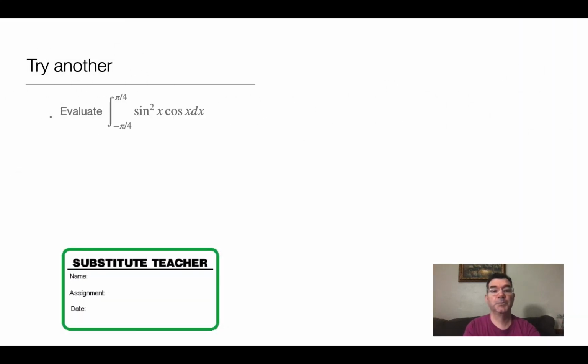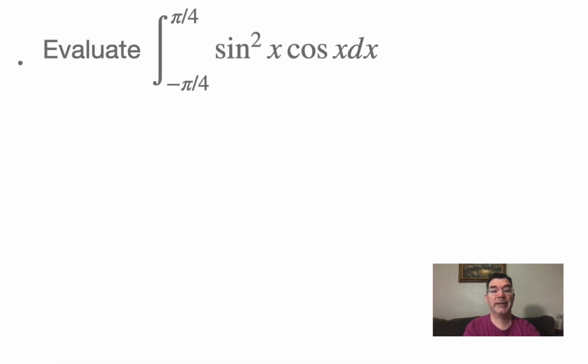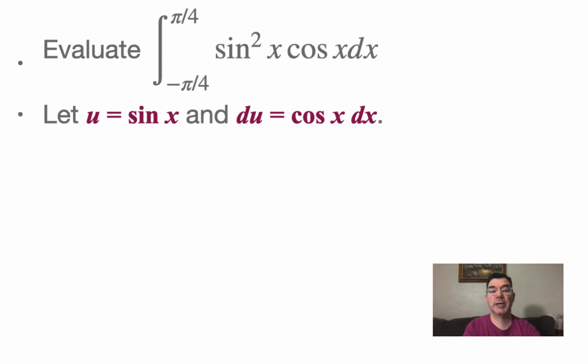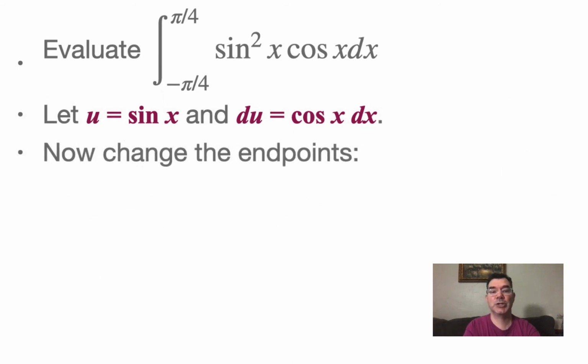All right, so let's try another one using this same process. So I have the integral from -pi/4 to +pi/4 of sine squared x times cosine x. So I'm going to use a u substitution. I'm going to let u equal the sine of x, and du is going to equal the cosine of x dx. So that's a nice clean substitution.